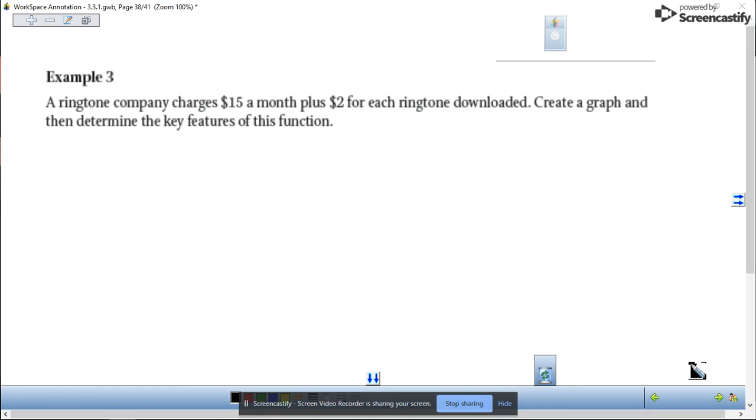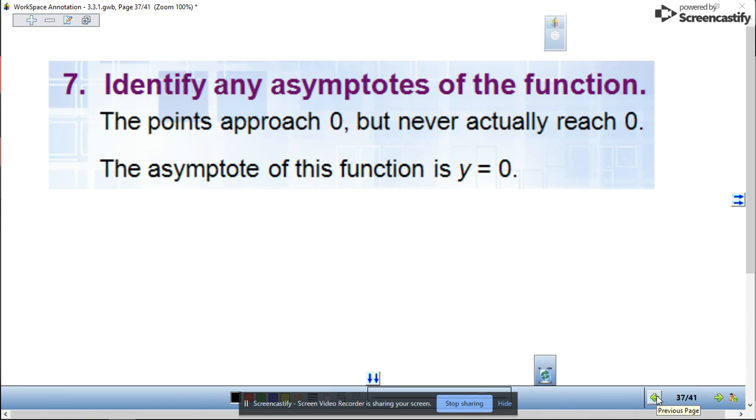All right, I got a little bit cut off in the last video, so I'm going to go over that one more time real quick. Again, the asymptote is what it approaches. It approaches 0, but it never actually hits 0. Okay, so that's our asymptote, y equals 0.